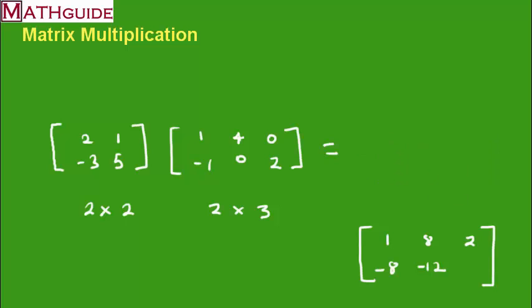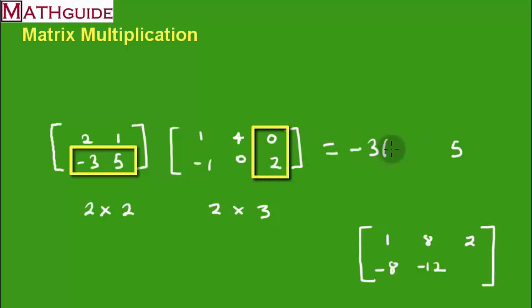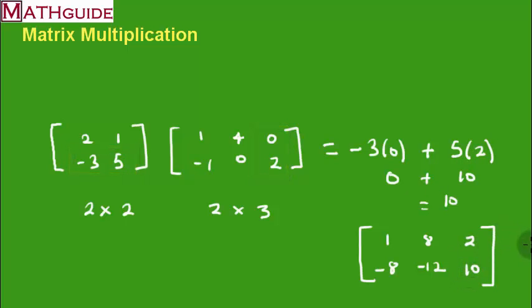Let's resume. We're going to go into the second row, third column. Second row, third column. We multiply, find the sum. That's 10. And there you go. Now we have the solution matrix to this multiplication of those matrices.